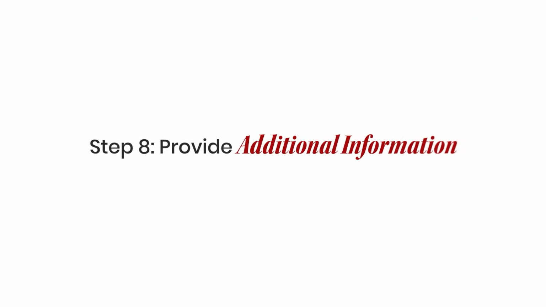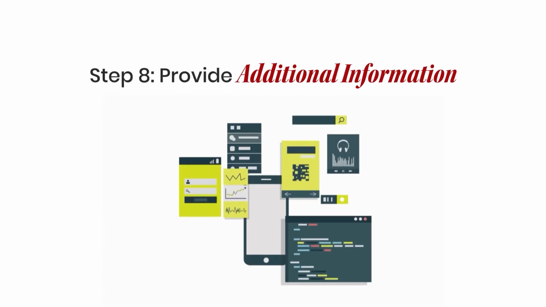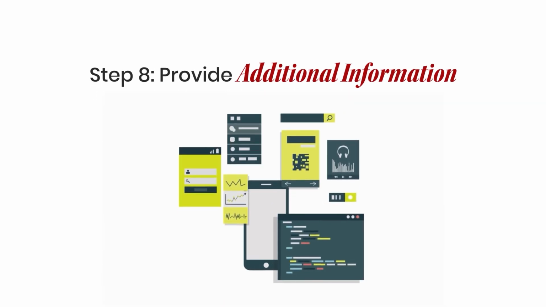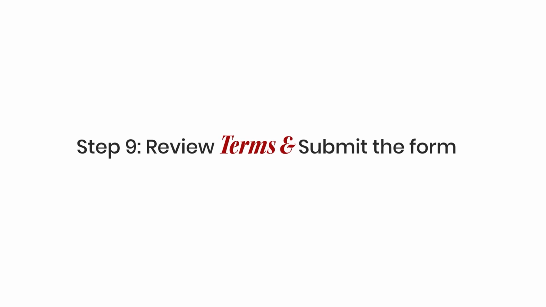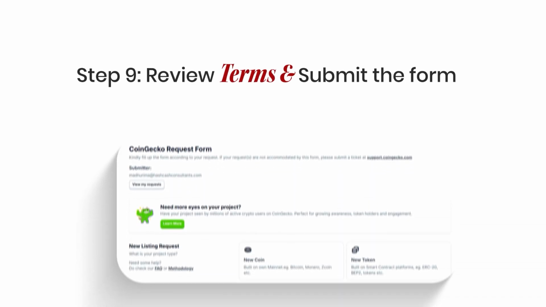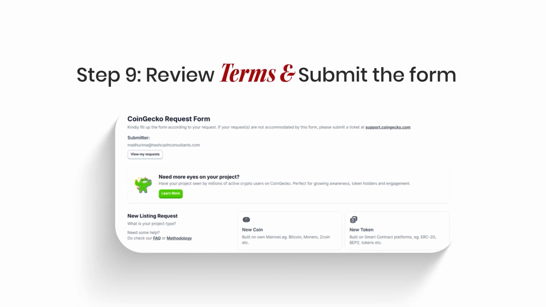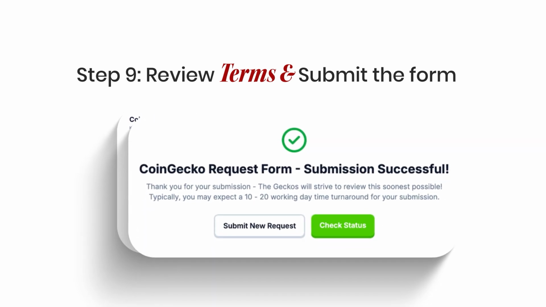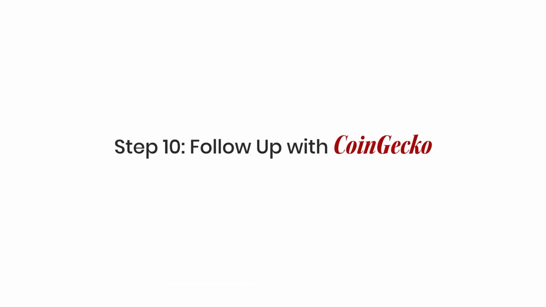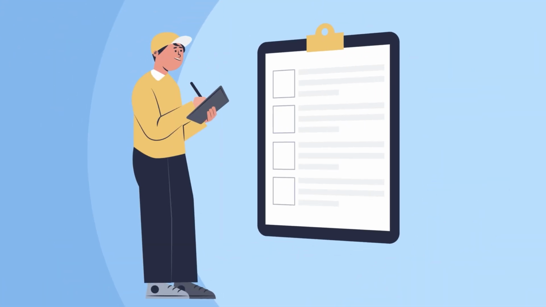Step 8. Provide additional information. Any extra details or remarks that can support your application. Step 9. Review terms and submit the form. Double-check all the details, agree to the terms, and submit the application. Step 10. Follow up with CoinGecko. CoinGecko may reach out for additional details. Respond promptly for a smoother approval process.